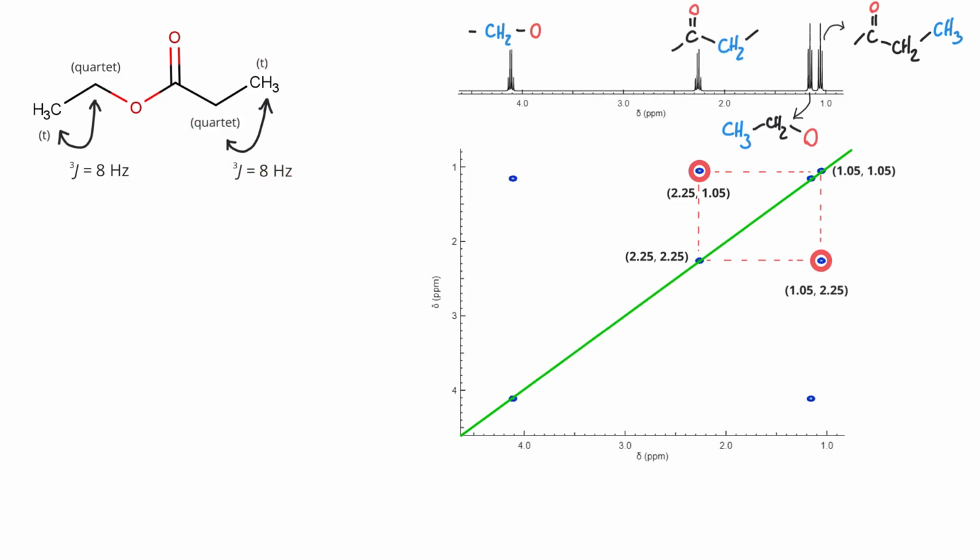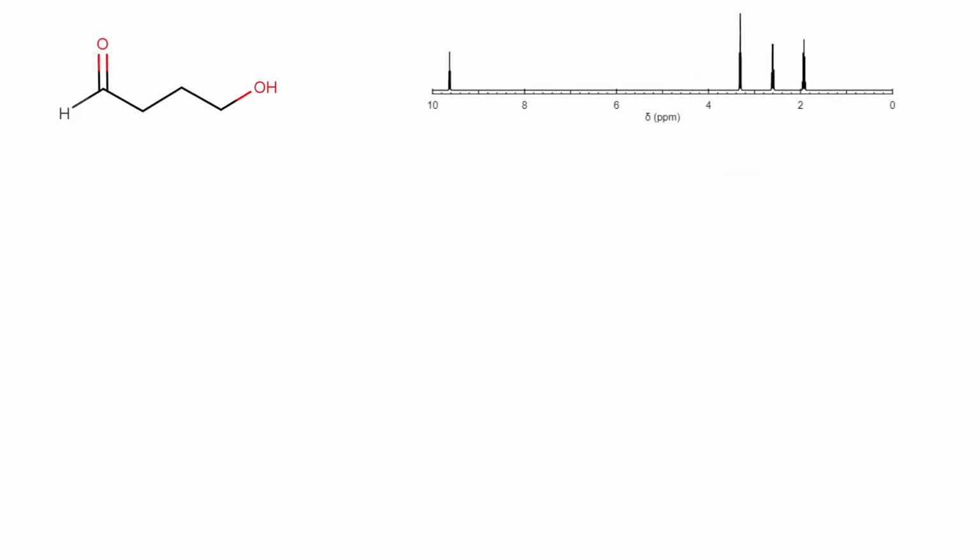Again, this was still a very simplified, very easy example. Probably we could have figured it out without the COSY spectrum, but I think this example can nicely demonstrate how useful the COSY spectrum can be. And let's check the last example. In this case, actually, just based on the multiplicities, we could assign all the peaks to 4-hydroxybutanal, but I would like to show you how the COSY spectrum looks in this case.